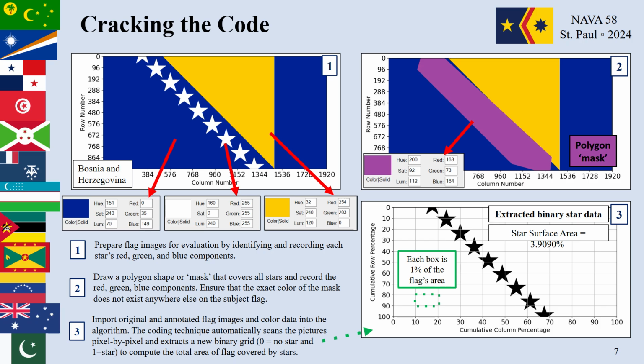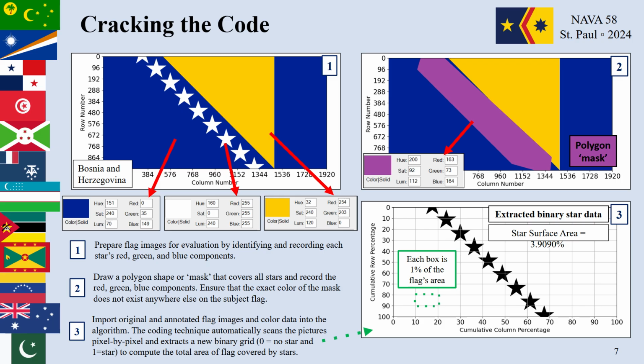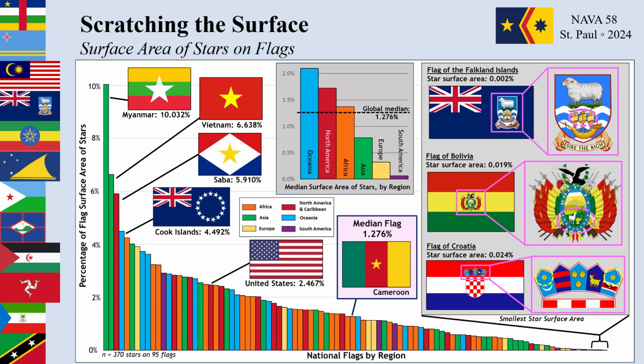The coding technique would then automatically scan the pictures and extract the pixels that match the specific color of the star, and then place that into a new binary grid. The output is denoted in the third picture out here. The code would automatically generate that figure for me, minus my annotations, of course, and place that into a binary grid where each box represents 1% of the flag surface area. I ran this analysis on all 95 of my flags. The data for that algorithm is denoted here.